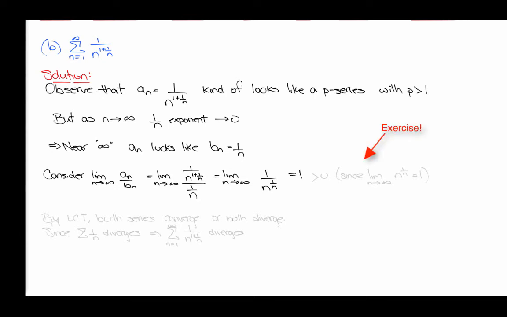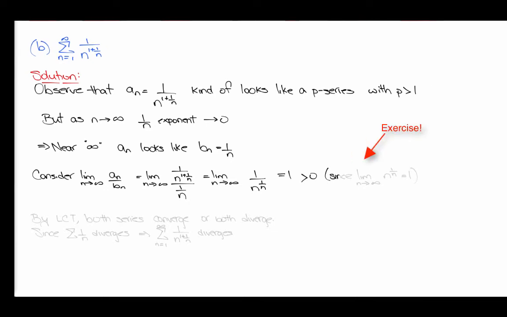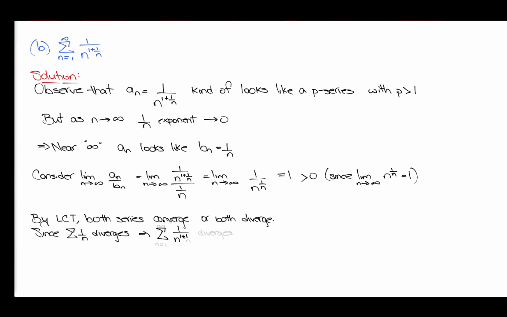Hopefully you understand how that works. If not, you should work that out. Notice that 1 obviously is greater than 0. So by the limit comparison test, we know that either both series converge or both series diverge. But since the sum of 1 over n is a harmonic series, we know it diverges. So necessarily the sum from n equals 1 to infinity of 1 over n to the 1 plus 1 over n diverges.